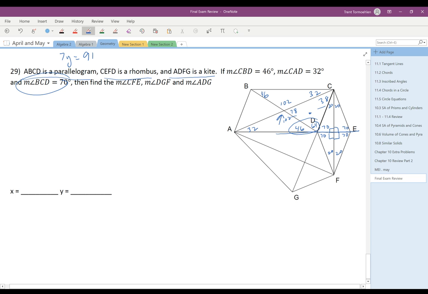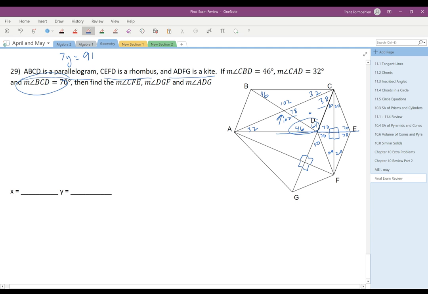So from there, because CG is a straight line, then you know that this angle is going to be 40. 70 plus 40 equals 180. This is a kite. A kite also has right angles. The diagonals meet at right angles. So rhombus diagonals meet at right angles. Kite diagonals meet at right angles. That's an important commonality between those 2 shapes.